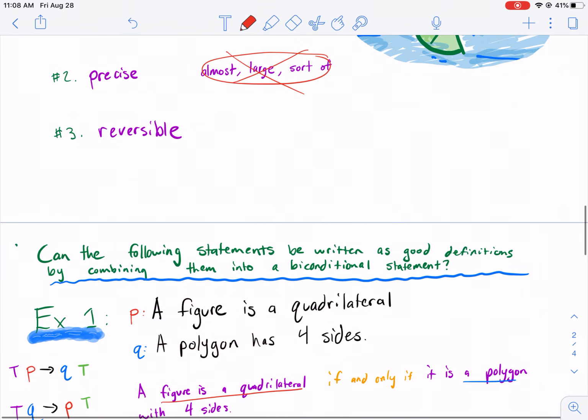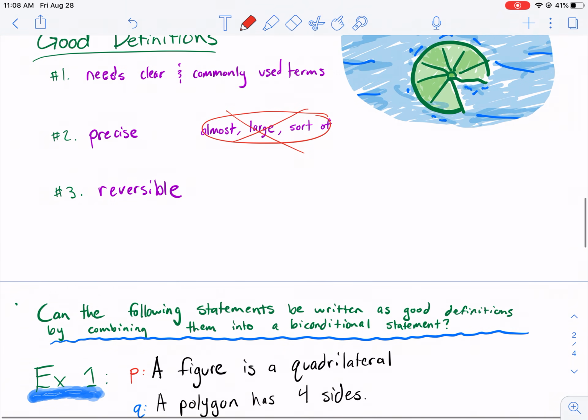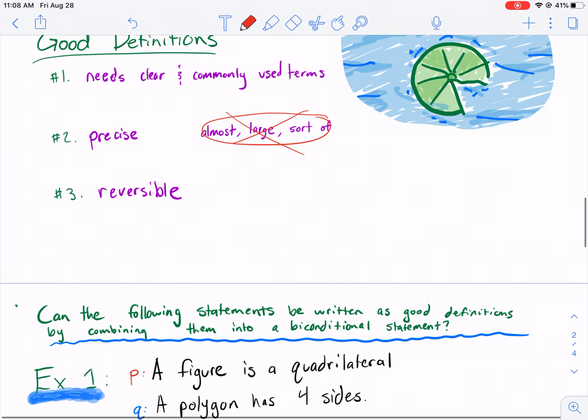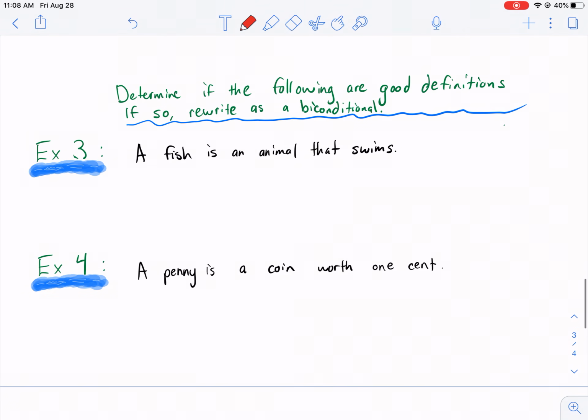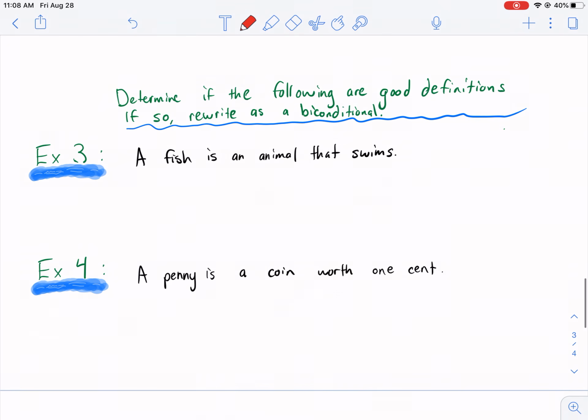And these are good definitions. They're reversible, they're precise, second year, very precise, quadrilateral, 4 sides, clear and commonly used terms, okay? These are all things that make them good definitions. Okay, 2 more to do, and then you're done with this section. Determine if the following are good definitions. If so, rewrite as a biconditional.